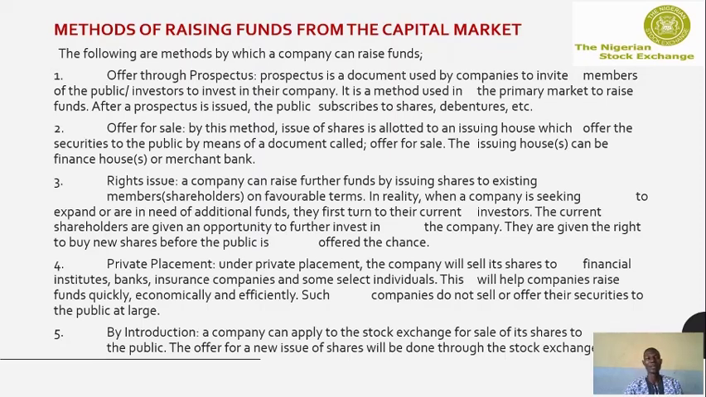Number 2, offer for sale. By this method, issue of shares is allotted to an issuing house, which offer the securities to the public by means of a document called offer for sale. And we have several issuing houses. The issuing house or the issuing houses can be the finance house or merchant bank. So that's offer for sale.